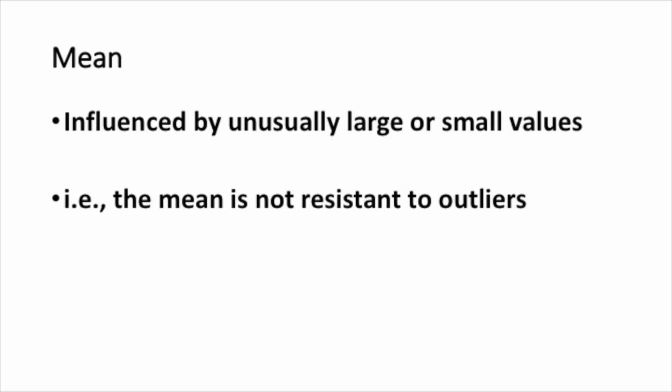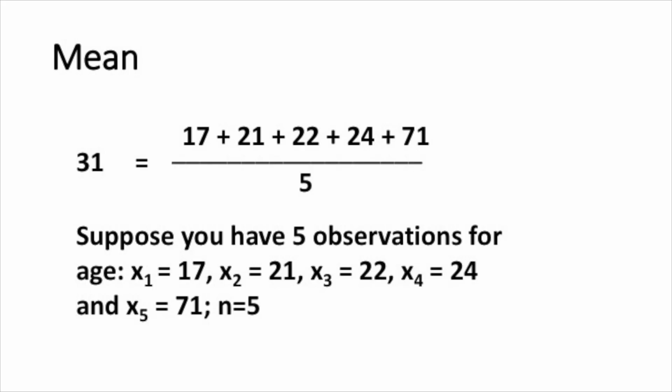A feature of the mean value is that it is influenced by unusually large or small values relative to the rest of the distribution. For this reason, we say that the mean value is not resistant to outliers. Let's look at a new sample of 5 people with the following ages. You have the 17, 21, 22, and 24-year-olds, and now we've added somebody who is 71 years old. The inclusion of this last person, the 71-year-old person, increases the mean value from 21 to 31 years old.